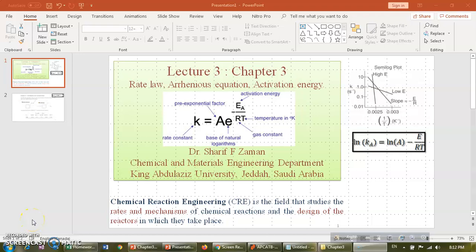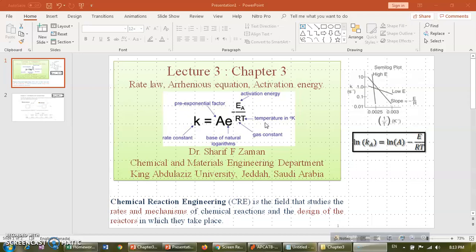Solve the Arrhenius equation to find out the pre-exponential factor and the activation energy. You can see the Arrhenius equation on the screen right now. It is k equal to A, the pre-exponential factor, times exp to the power minus Ea, the activation energy, divided by R, the gas constant, and T is the temperature. As a chemical engineer, we should use the temperature in absolute units, like Kelvin, right?